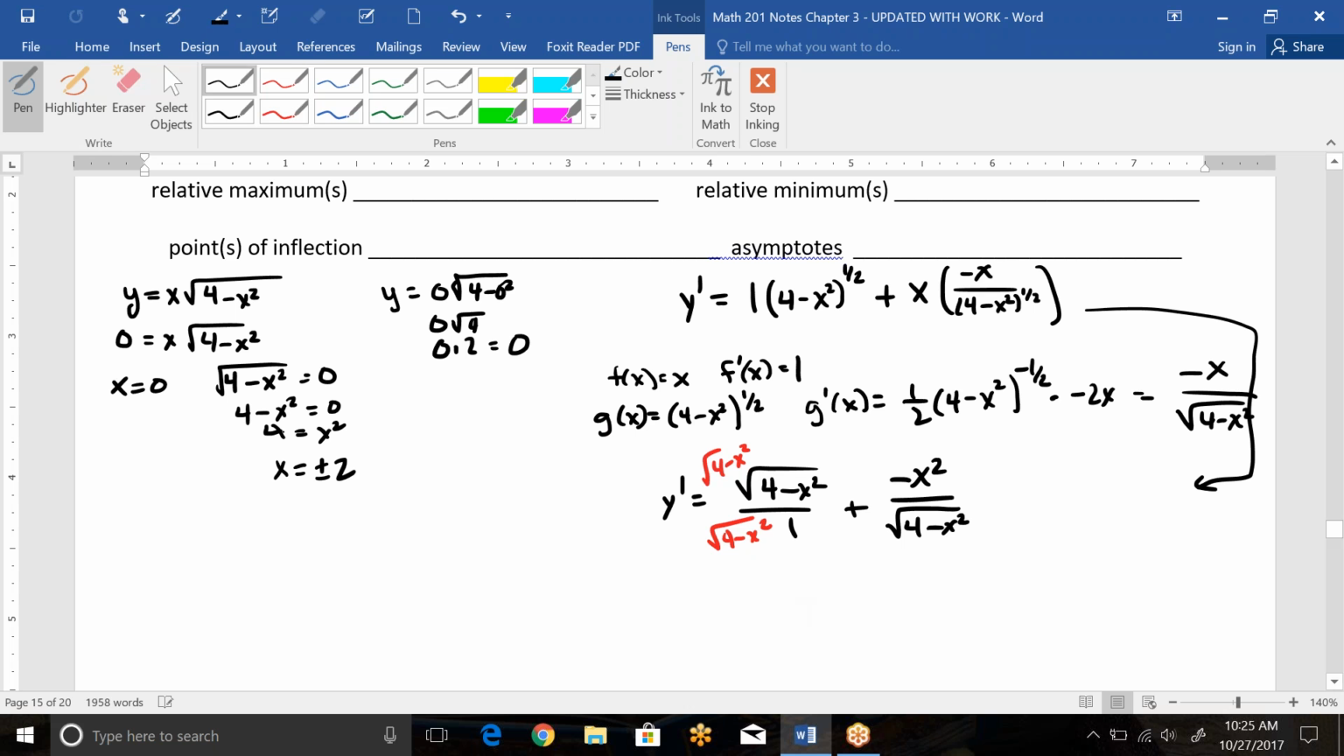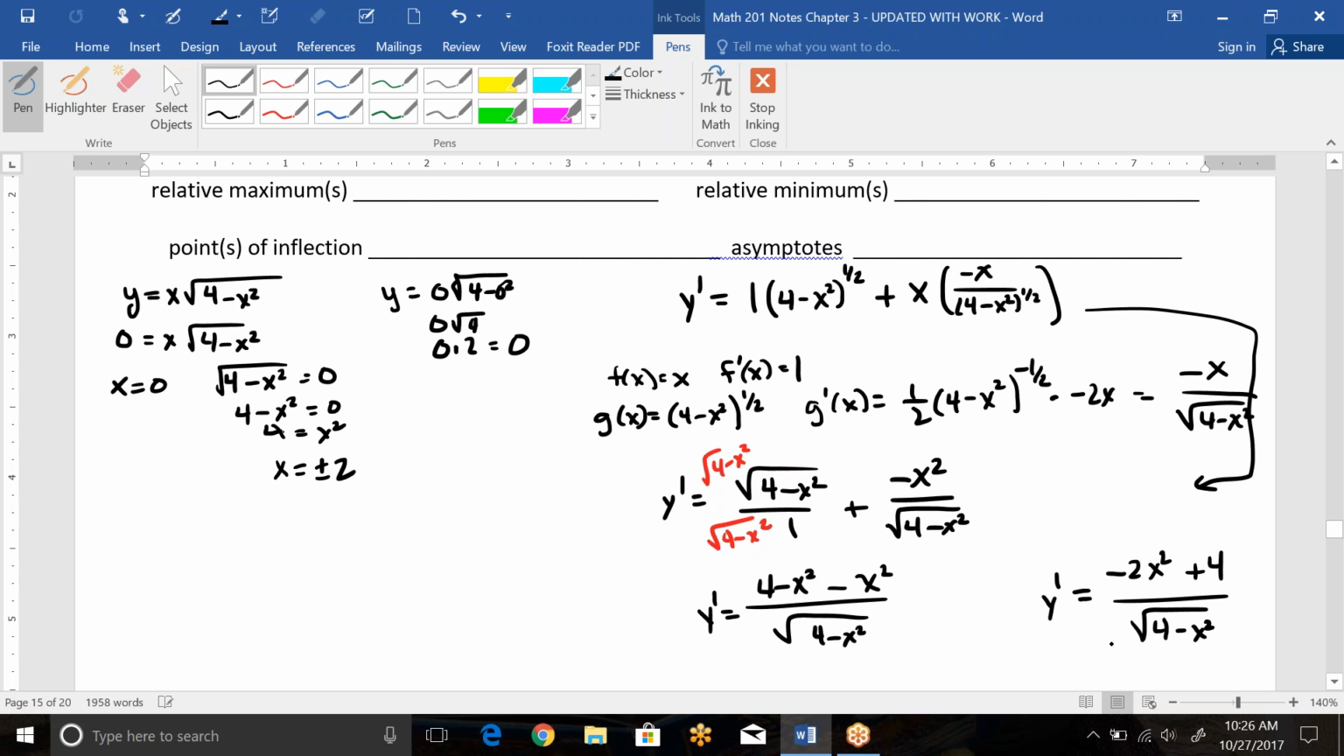On top, that'll just give me 4 minus x squared, because a square root times another identical square root just cancels out the square roots, because you get the thing squared. And then minus the x squared that's on top already on the other side, all over 4 minus x squared under a square root. So y prime, once we've got it all simplified down, is negative 2x squared plus 4 over the square root of 4 minus x squared.